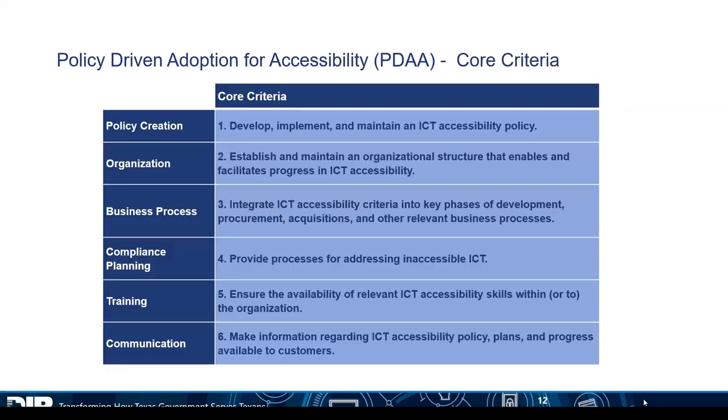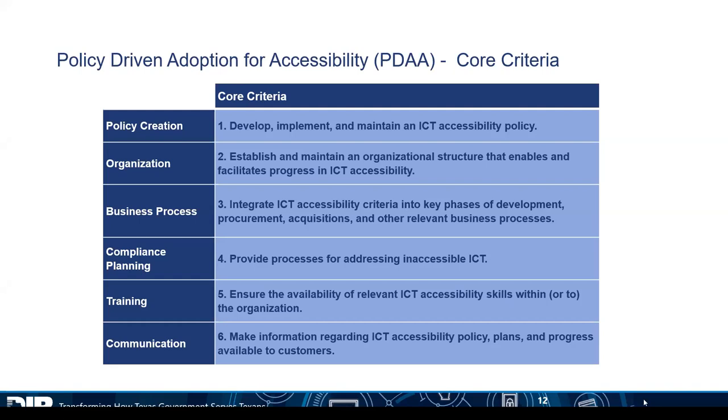All right, so let's talk a little bit about policy-driven adoption. There are six core criteria that we developed, and over on the left side are the topic areas that these things came from. So first and foremost is policy creation. You need to develop, implement, and maintain an ICT policy in your organization. The second criteria is organizational, which means establish and maintain an organization structure that enables and facilitates progress in ICT accessibility across the organization.